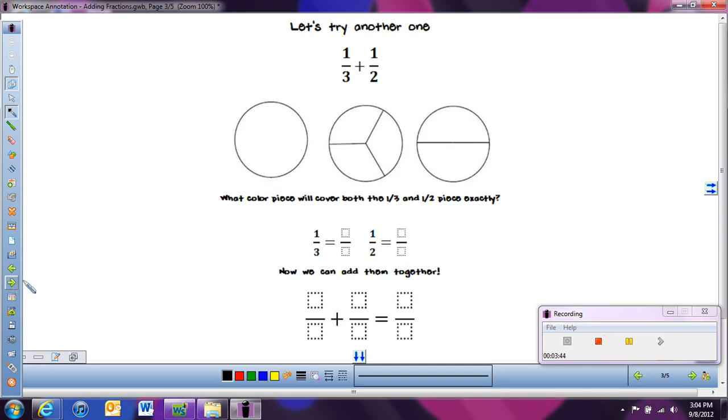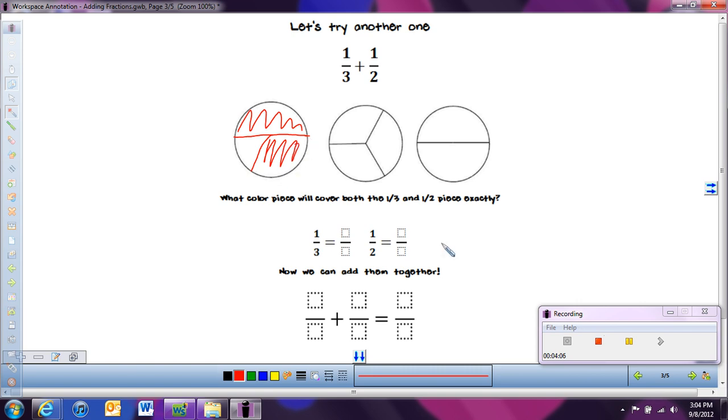So let's try another one here. This time we're going to add 1/3 plus 1/2. So first, using our fraction pieces up here, I'm going to do a half. So that would be like this top half up here. And then we want a third, which is going to be about like that. This piece right here.